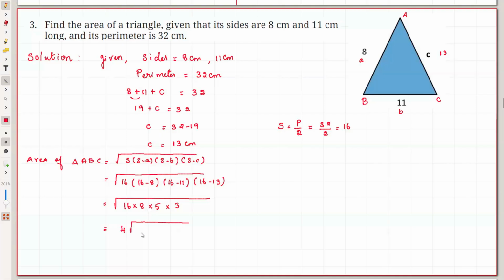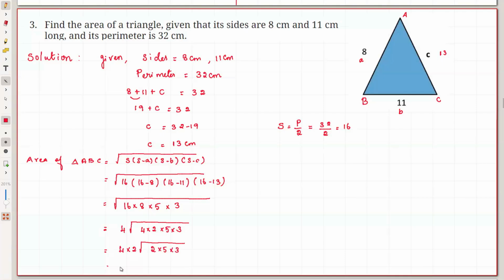Now 8 can be written as 4 into 2, so 4 into 2, into 5 into 3. Again, 4 is a perfect square number, I can take 2 outside. Already 4 is outside, into square root of 4 is 2. I am taking 2 outside. So the balance we have is 2 into 5 into 3.